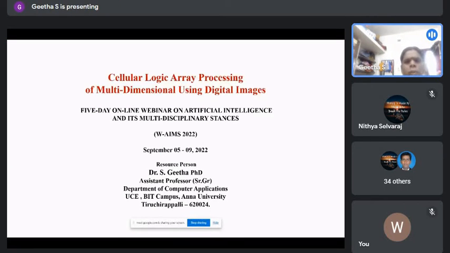Cellular logic array processing of multi-dimensional digital images. 5-day online webinar on artificial intelligence and its multidisciplinary dimensions. I am the resource person, Dr. S. Geetha, Assistant Professor in the Department of Computer Application, UCE, BIT Campus, Anna University, Tiruchirappalli.